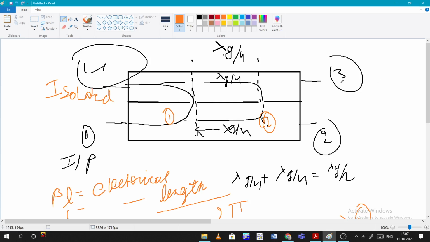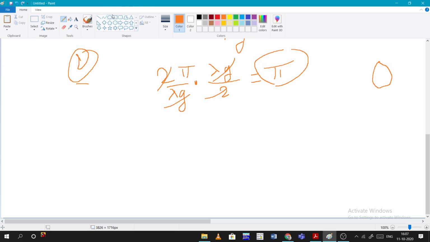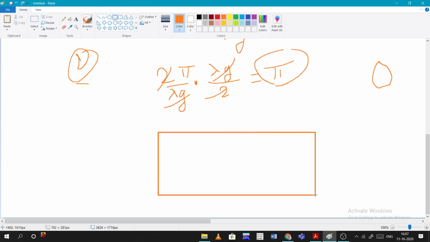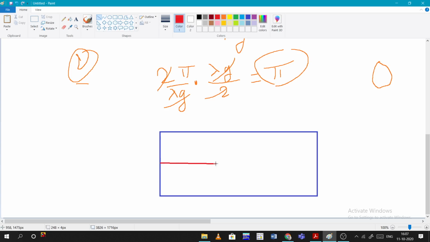Now coming to the third port. Now let's take another example. Okay, I'll take some colors. Now take a length and I'll take this. And okay, let's take like this, and now take a signal. For example, once this signal is split.